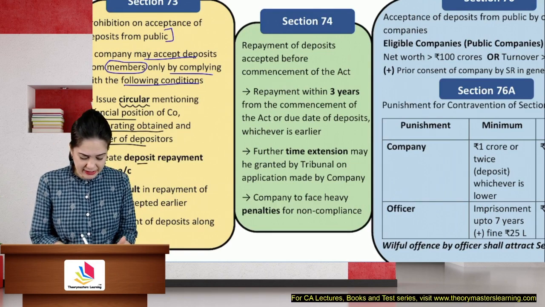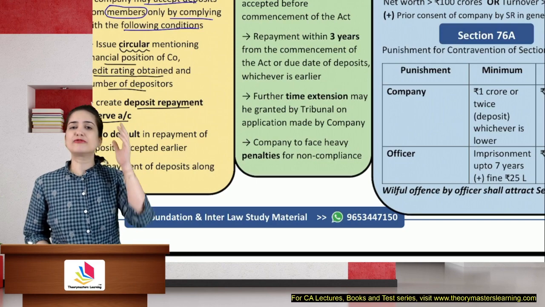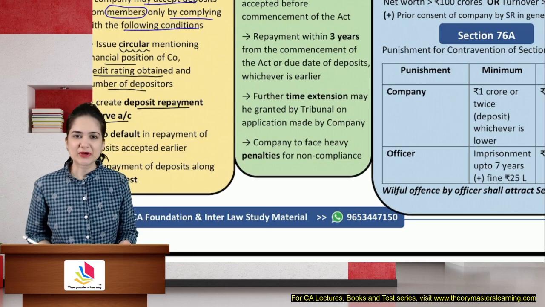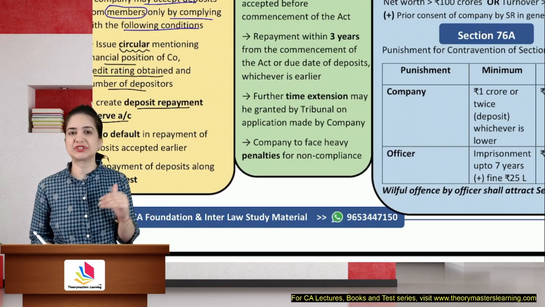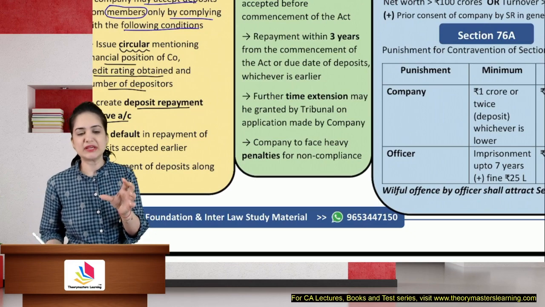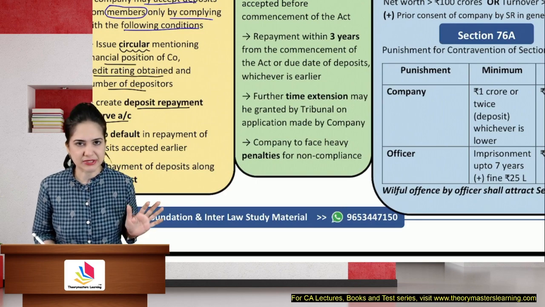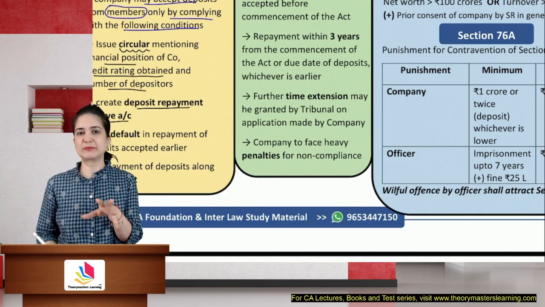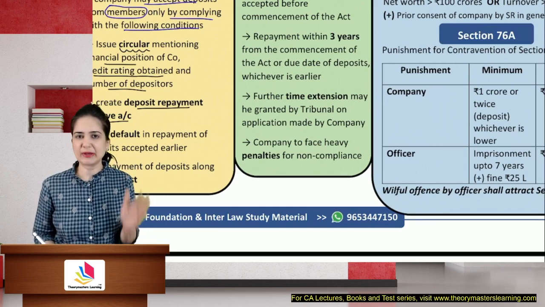We will also create a deposit repayment reserve. Okay, deposit repayment reserve, like how we created CRR, okay, and debenture redemption reserve. Similarly, you will create a deposit repayment reserve. This money is to be utilized for repayment of deposits. Okay, what is the specific purpose? It is to be created for repayment of deposit. It will be amount deposited in a separate bank account.